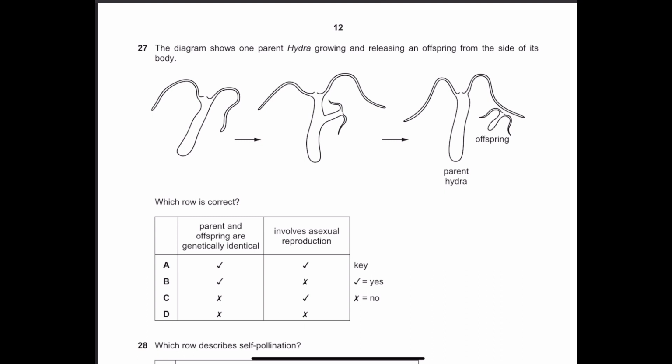Number 27. The diagram shows one parent, Hydra, growing and releasing an offspring from the side of its body. So which row is correct? It looks like this Hydra is going through asexual reproduction.